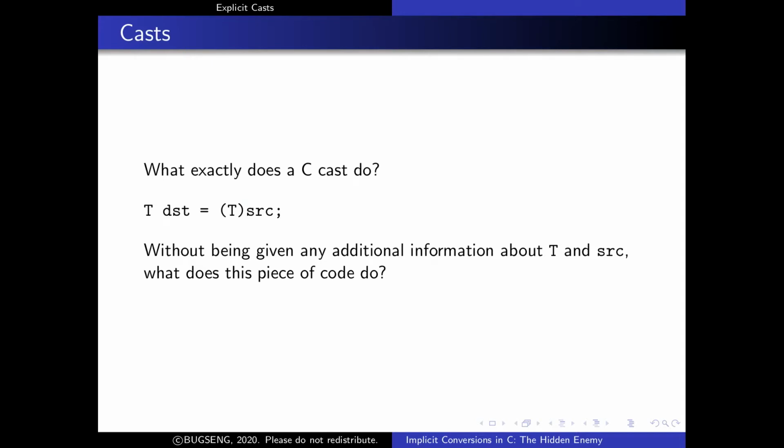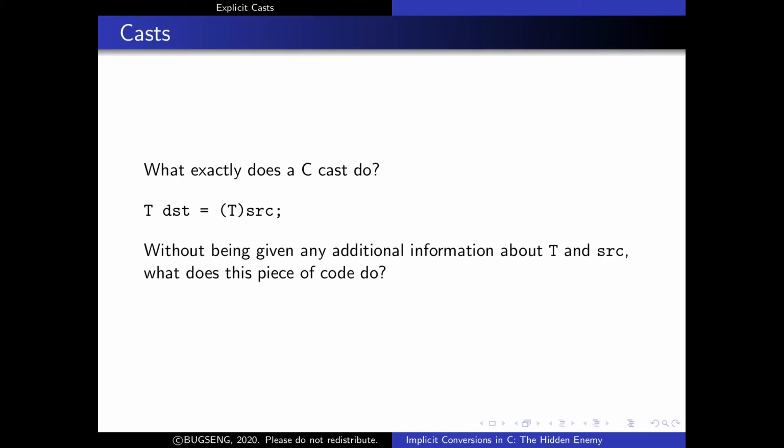This is a rather general case. So we have a type T, a variable destination of type T, and a cast to T of SRC. Without having detailed information about what T is and what SRC is, we cannot say much about what this piece of code does. Actually, we can say nothing.